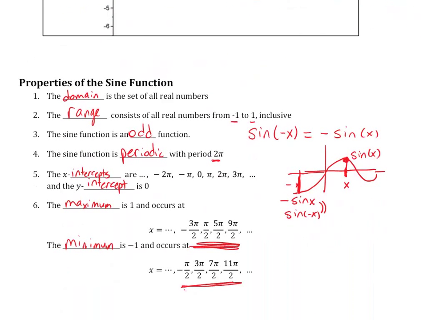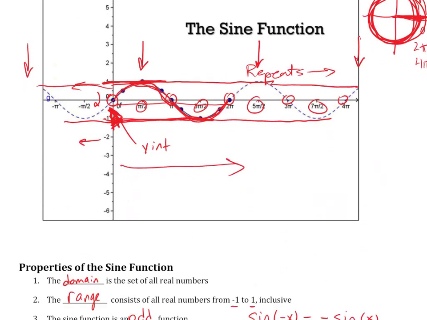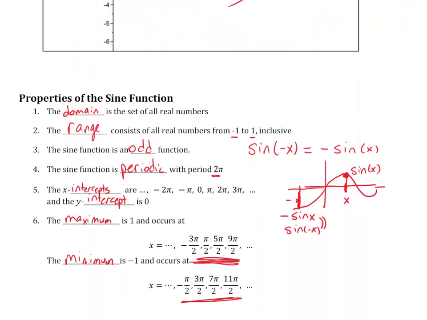And same thing is going to be true for the minimum. They occur at all the other odd multiples of pi over 2. But that just happens to be where those lowest points occur, right? There's a low point here, a low point here, a low point here. But those are some of the important characteristics that we have for our sine function.